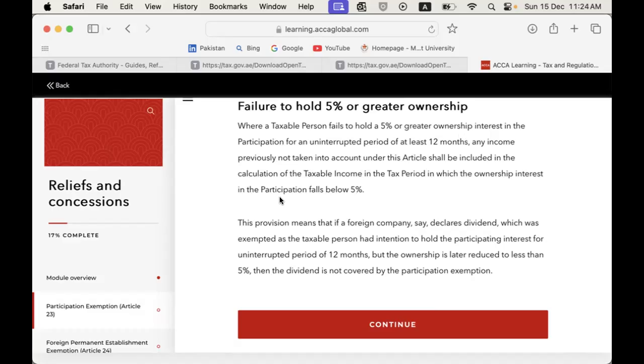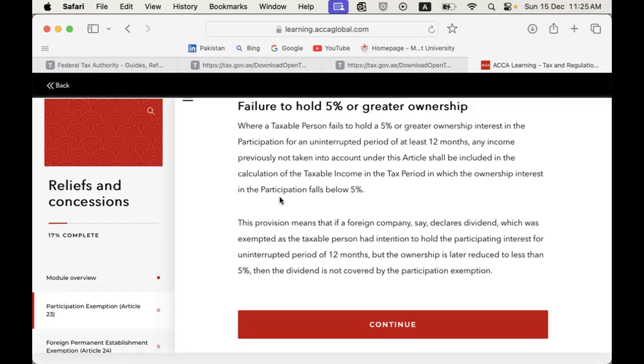So you claimed an exemption, but you did not hold this for an uninterrupted period of 12 months. For example, in the 2024 return, we claimed a participation exemption for some foreign dividends, right? But the time duration of holding was not 12 months, but we had included that exemption on the basis of intention to hold. And the very next year, first month, we disposed of that investment. We did not hold it for the planned 12-month duration.